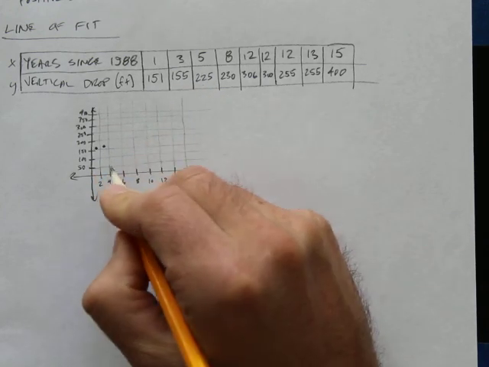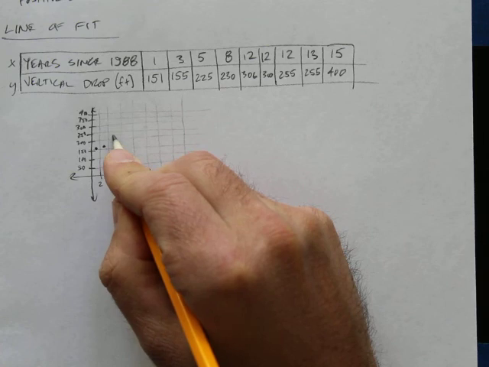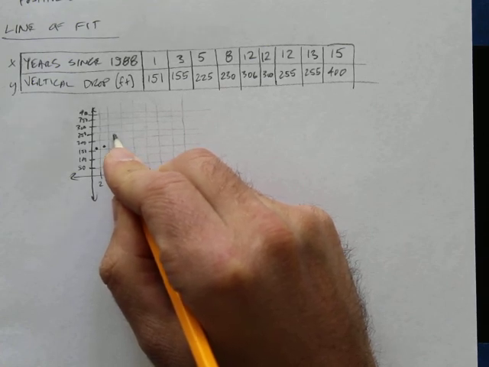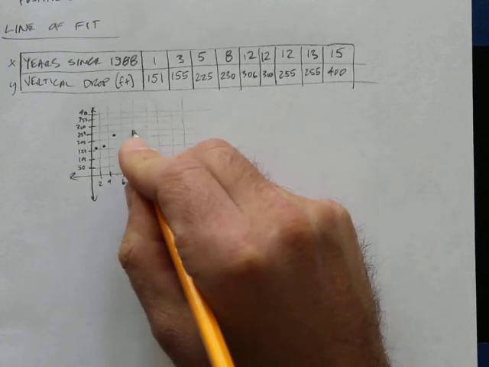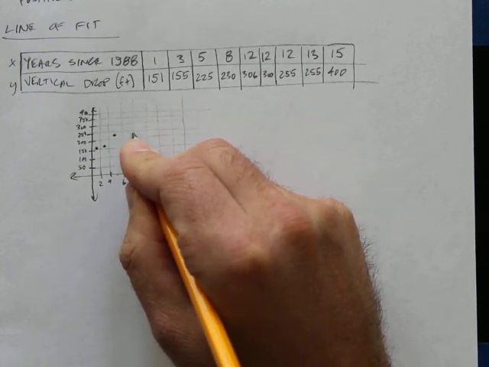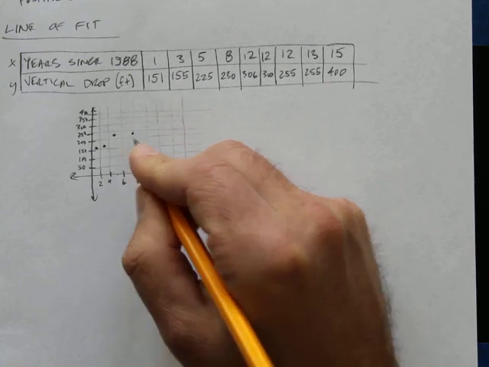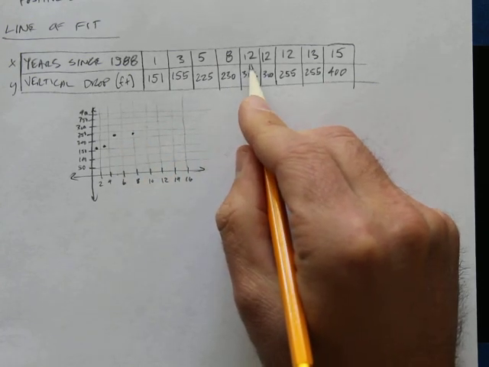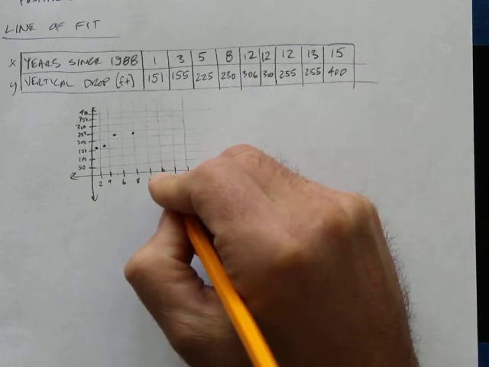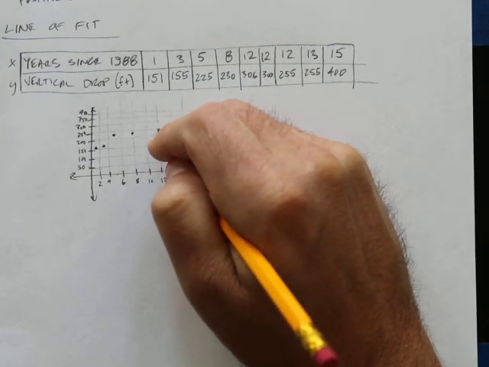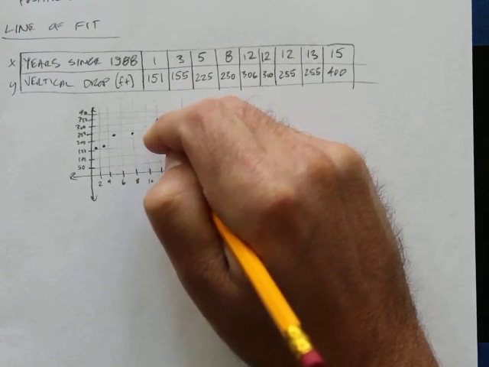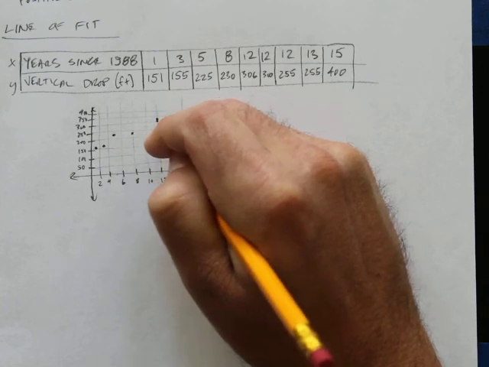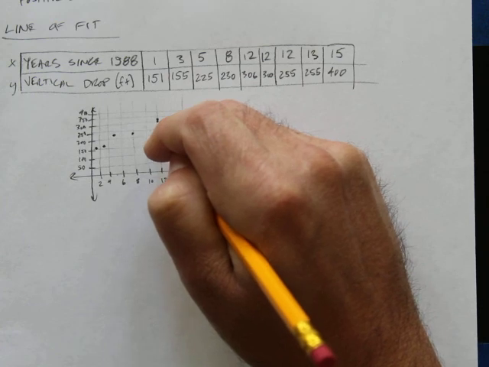At 5, 225, that's halfway from 200 to 250. Year 8, 230, just a little bit lower than 250. Year 12, we've got 306, so just around 300. We've got 300, 306, and 255. So 250, 255 is right there.